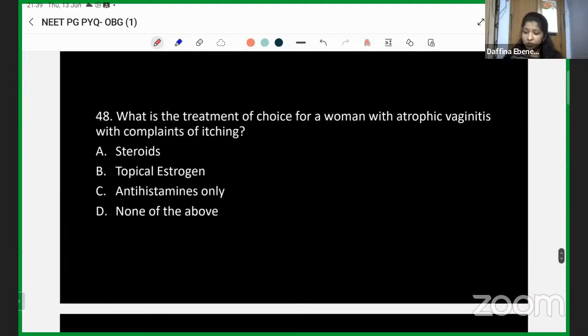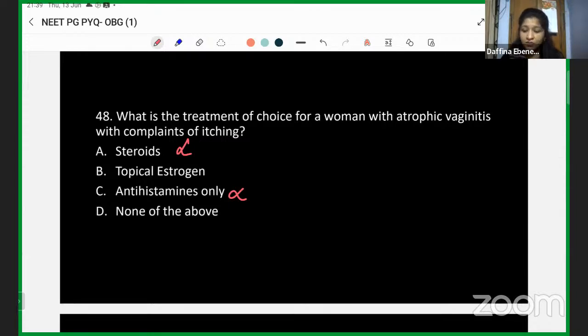What is the treatment of choice for a woman with atrophic vaginitis with complaints of itching? Do we give steroids? No, we don't give steroids to a postmenopausal woman. Do we give antihistamines? Is there any allergic response involved in atrophic vaginitis? No. It basically occurs because of vaginal epithelial thinning in postmenopausal women.